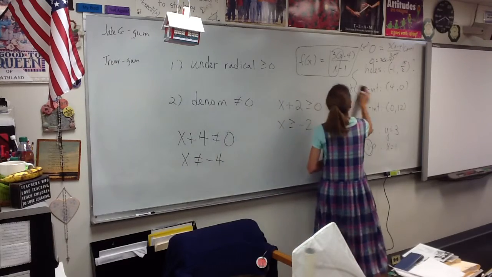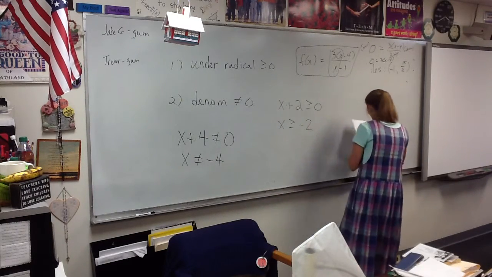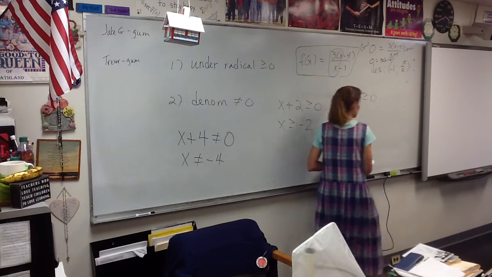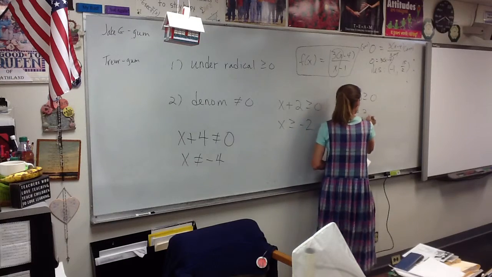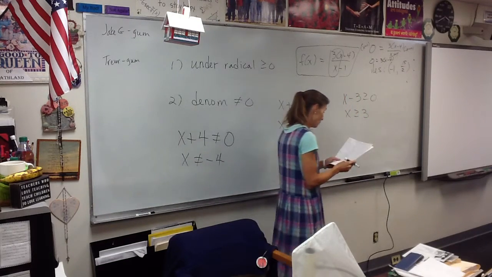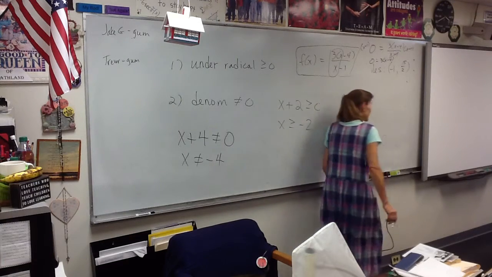C has a fraction and a radical. So whatever is under the radical has to be bigger than or equal to 0, so x has to be bigger than or equal to 3. And whatever is in the denominator cannot be 0.